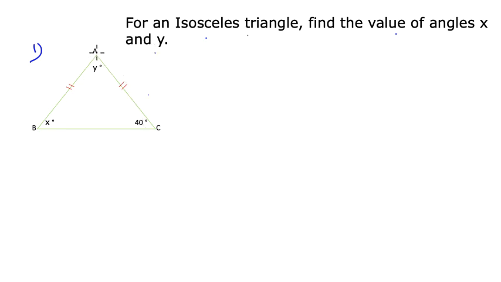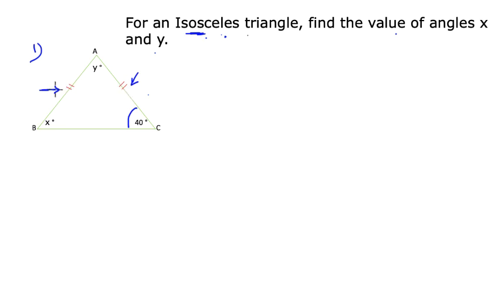So we look at this triangle ABC. There is one angle given to us that is 40 degrees, but we do not know the values of angles X and Y. But we also know that this is an isosceles triangle. Well, the first thing you need to find is which two sides of this isosceles triangle ABC are equal to each other. We also notice that there is a sign here that shows a double bar, those tiny little lines.